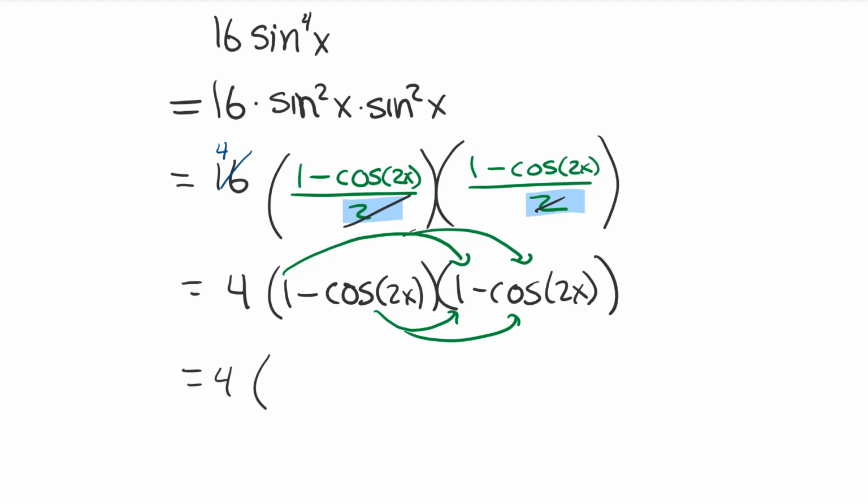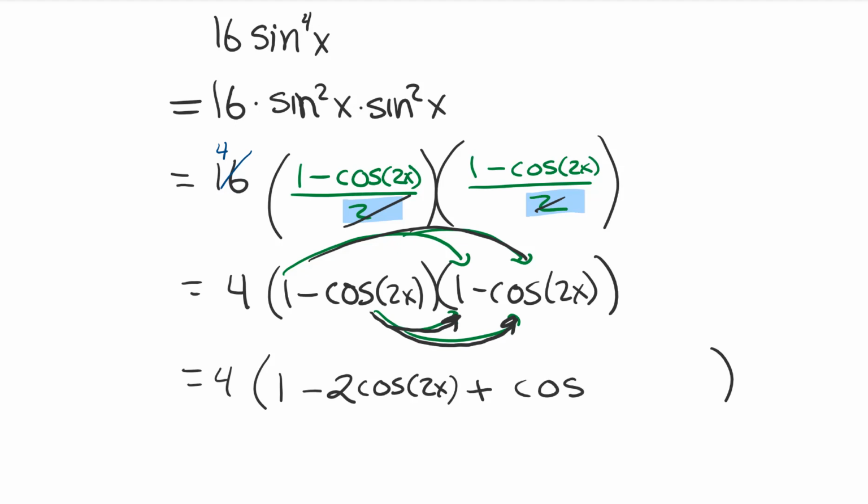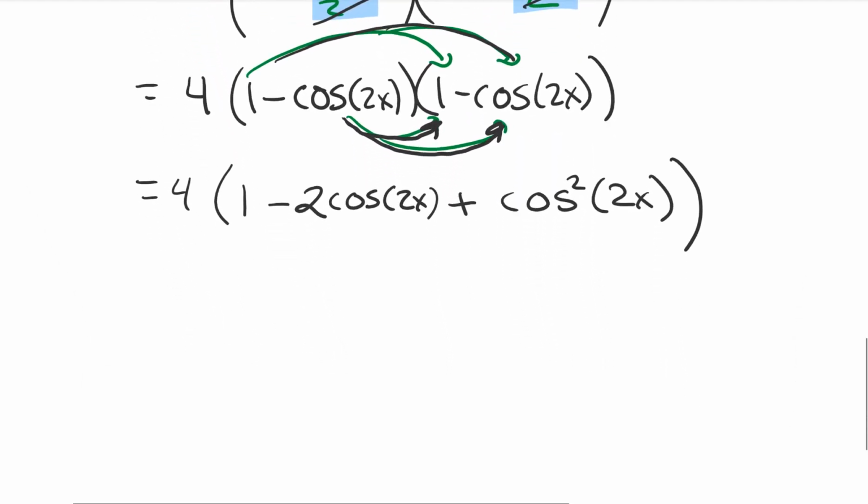So 4 times, and 1 times 1 is 1. Now we follow this one: 1 times negative cosine of 2x is negative cosine of 2x. Negative cosine of 2x times 1 is the same thing. We got another one, so we must have 2 of them. Lastly, we have negative cosine of 2x times negative cosine of 2x. Two negatives create a positive, so we end up with cosine squared of 2x. Dang, we were so close.